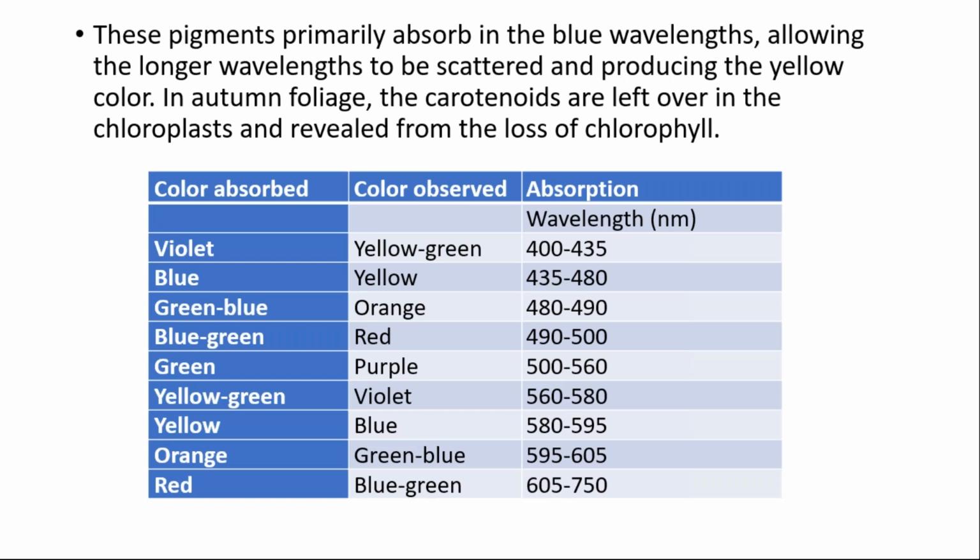So here is a table which tells you why one has a green color or why one has a yellow color, because it absorbs the complementary color. So what you see as yellow green, yellow or orange are the ones which absorb the violet color, the blue color, or the green blue color.